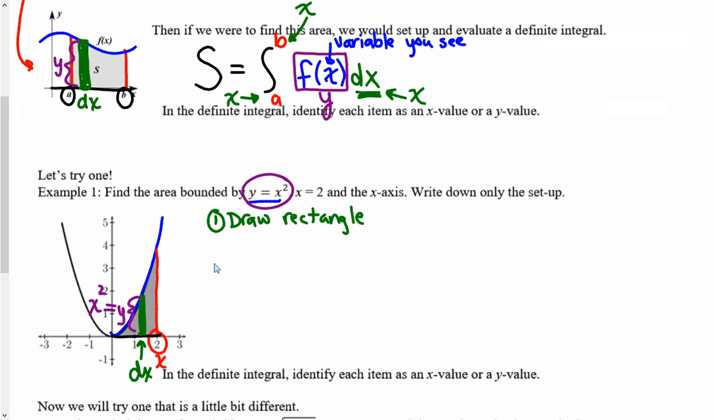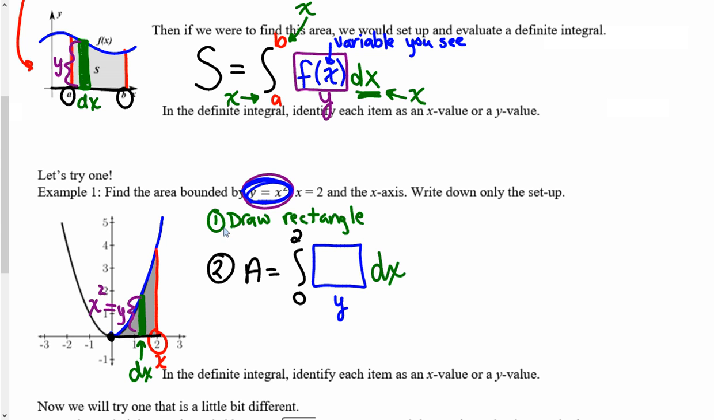Second thing I need to do is I'm going to start with my setup. My area is going to be a definite integral. My lower bound is my first x value. And I know that x squared is equal to 0 at x is 0. And you can see that's part of my area here. So my lower bound is 0. My upper bound is also an x value, which is 2. I know that I'm going to be multiplying by my width, which is dx. And then I know that what I'm going to have right here is my y value. And I know what my y value is. My y value is, again, x squared.